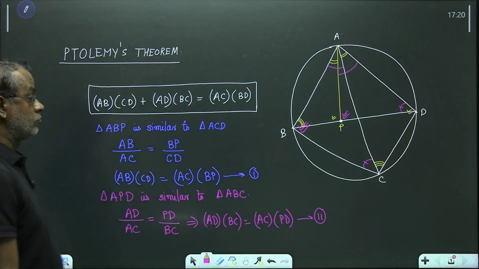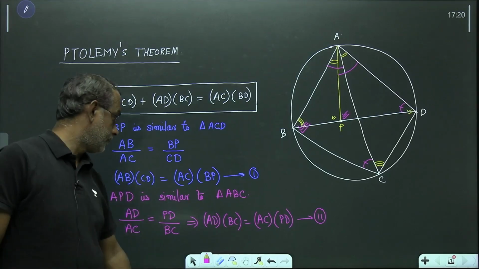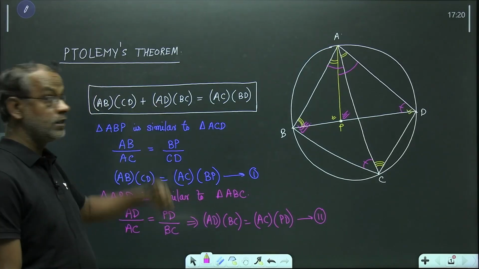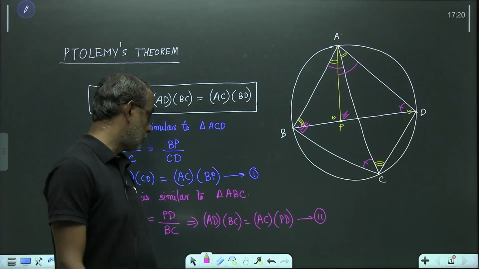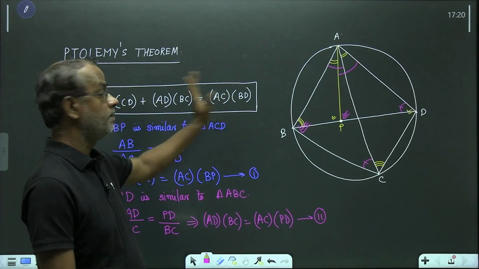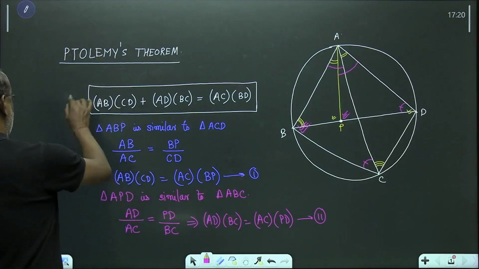So by 1 and 2 you are able to see AB into CD plus AD into BC. What is it equal to? AC into BP plus PD. What is BP plus PD? BD. So this is what our Ptolemy's theorem is.